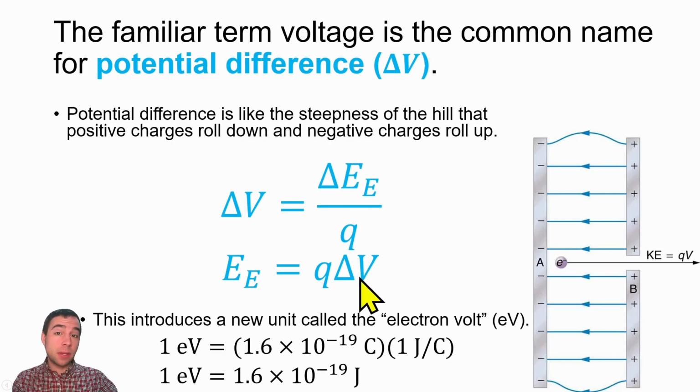And if we specifically plug in the charge of an electron for Q, the elementary charge value, we can come up with this new unit for energy called an electron volt. So that is just a different unit for energy. It's not the standard, but it is equal to some number of joules.